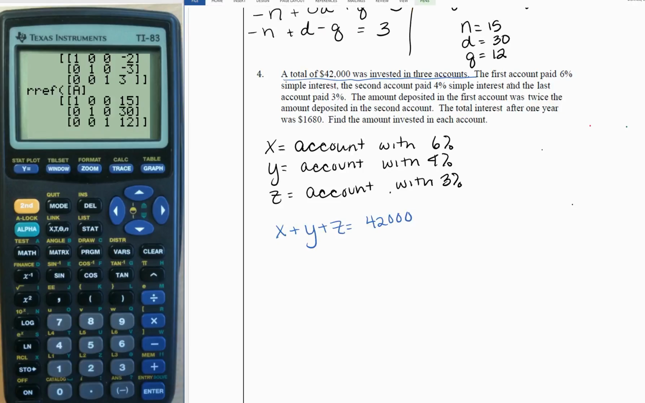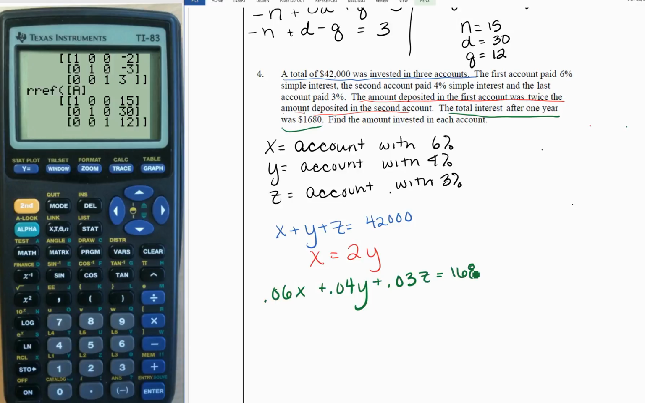Okay, let's see what the next line says. It says the amount deposited in the first account was twice the amount deposited in the second account. So we've got X equals 2Y as our next equation. Okay, and then let's look at our third. The total interest after 1 year was $1,680. Now, to find interest, we're going to take the interest rate times each of the accounts. So 0.06 times X plus 0.04 times Y plus 0.03 times Z equals 1680.